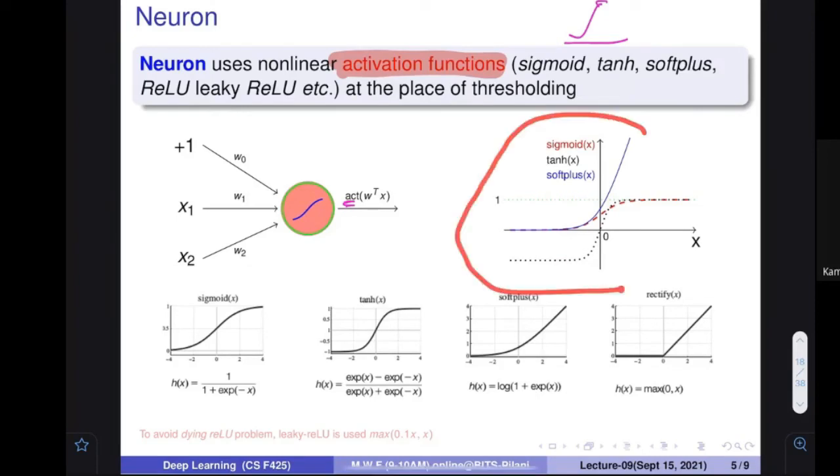So this is actually a representation where you can see the gradient with respect to this. You can see that for both the items, sigmoid and tanh, the gradient is very small, but here you can see the gradient is very high. So you can do a very good learning with this kind of function.